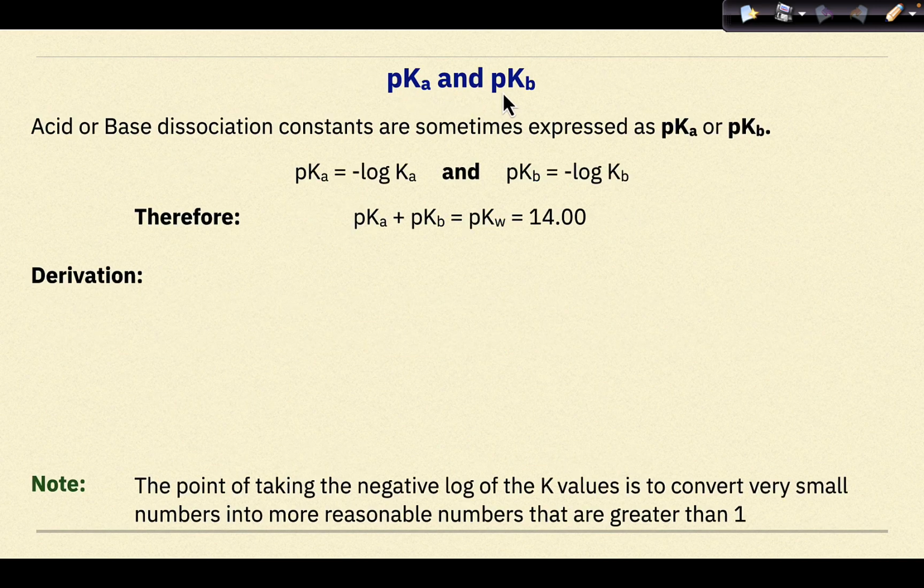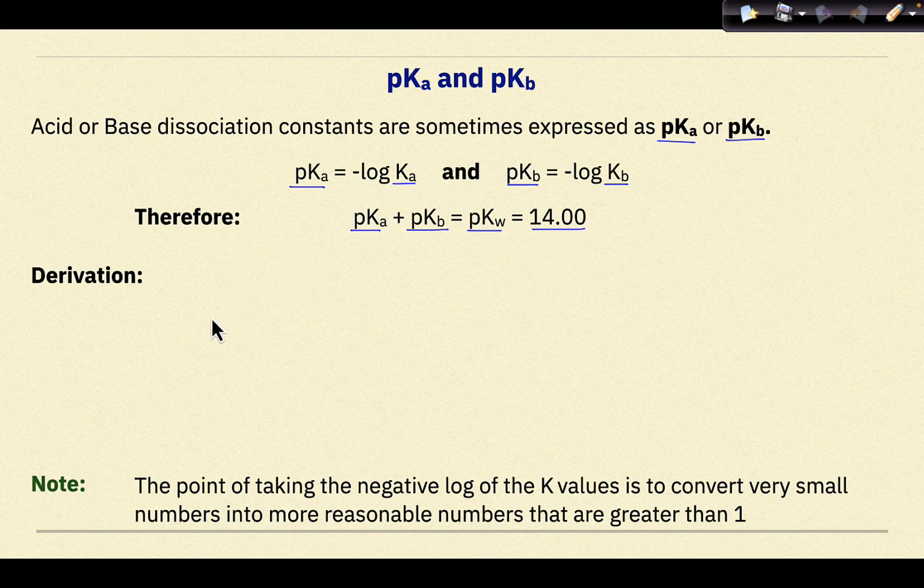pKa and pKb. Acid or base dissociation constants are sometimes expressed as pKa or pKb. So pKa is equal to the negative log of Ka, and pKb is equal to the negative log of Kb. Therefore, pKa plus pKb is equal to pKw, which is equal to 14.